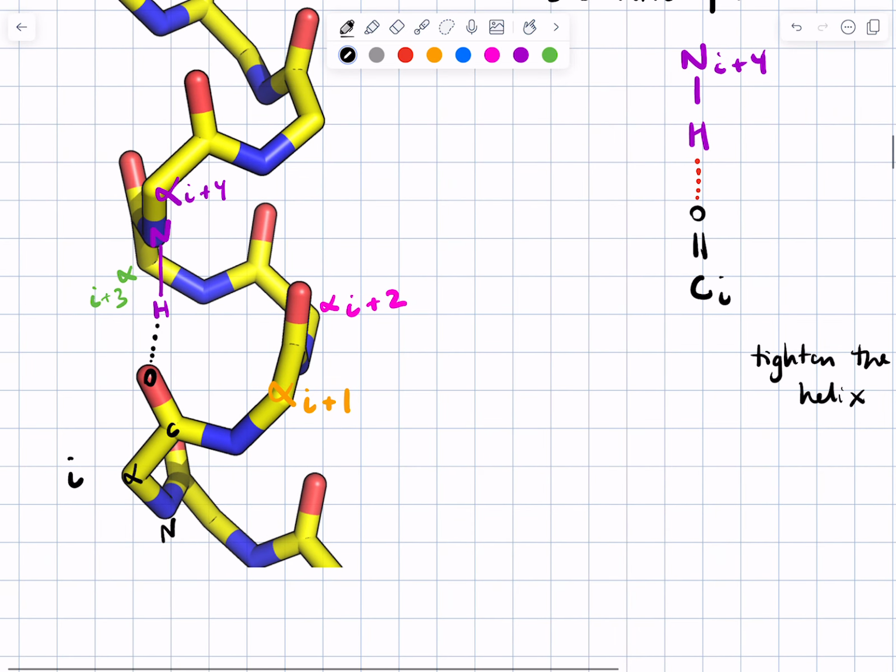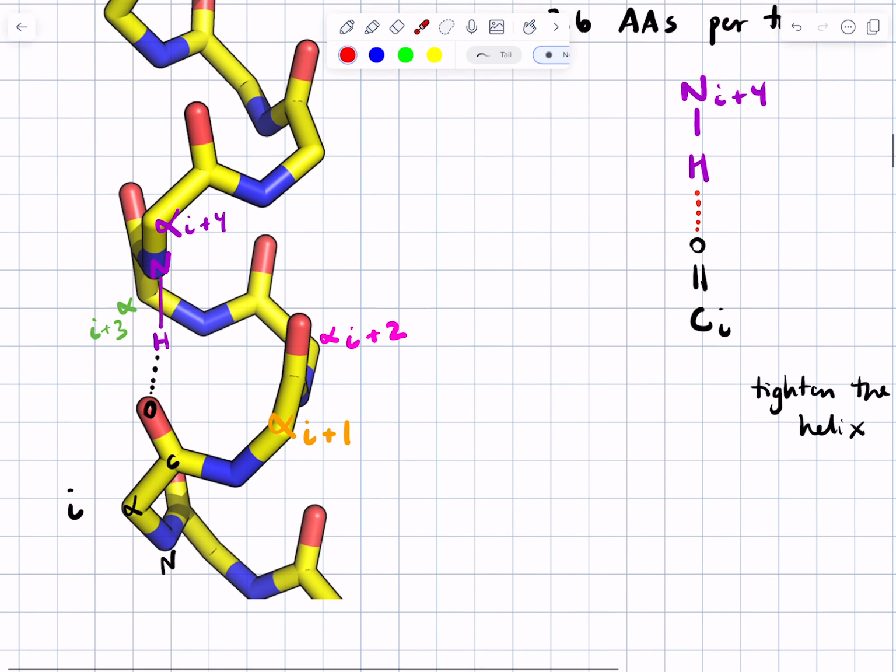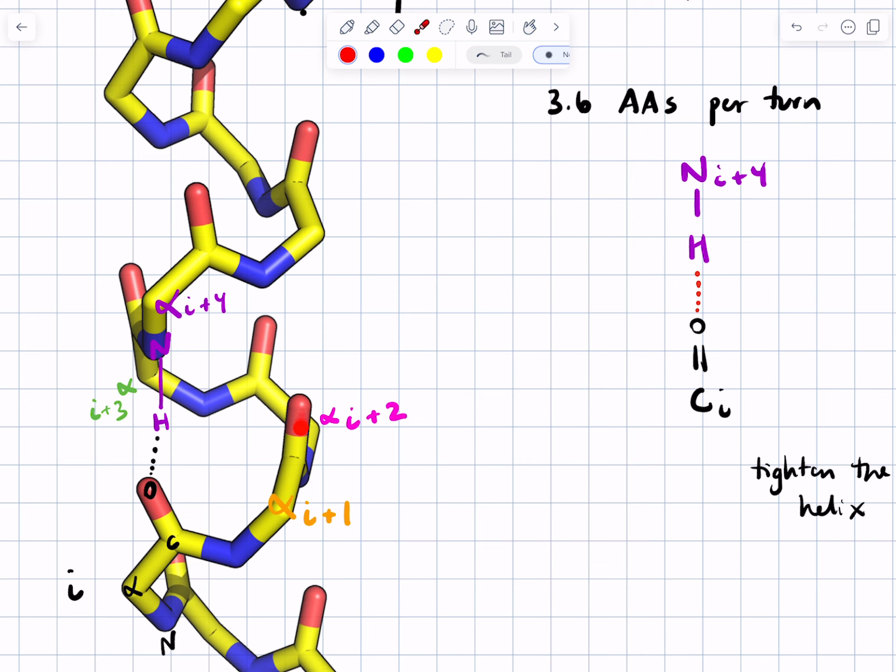And it's not just that one. Look at all of the carbonyls in the alpha helix. They're all pointed upwards towards the amide nitrogen that is 4 spaces ahead in the sequence.